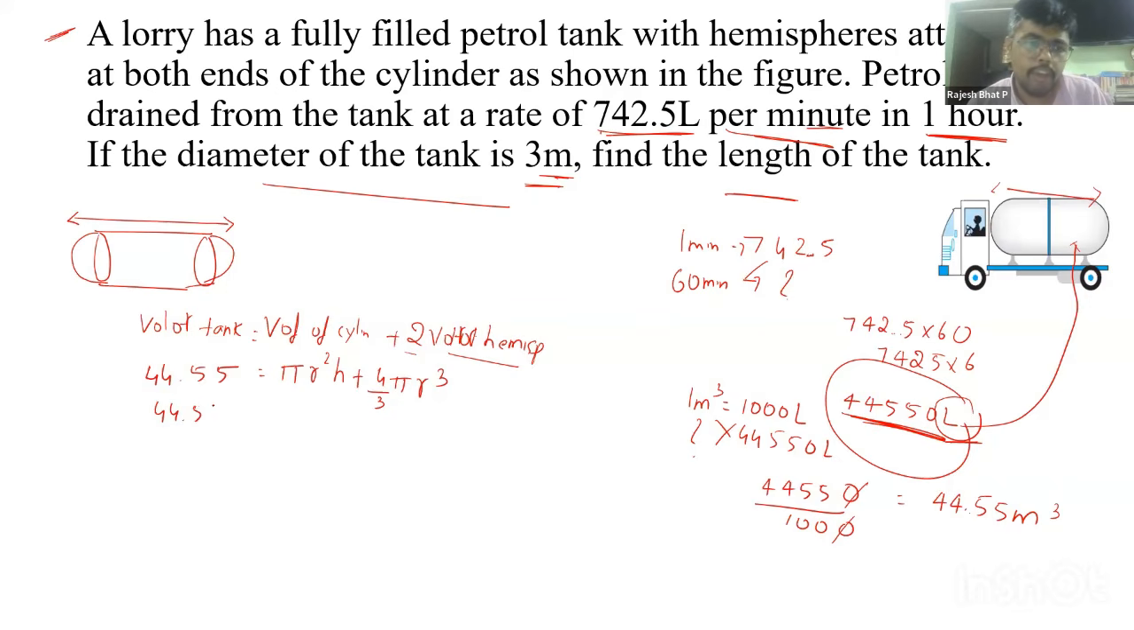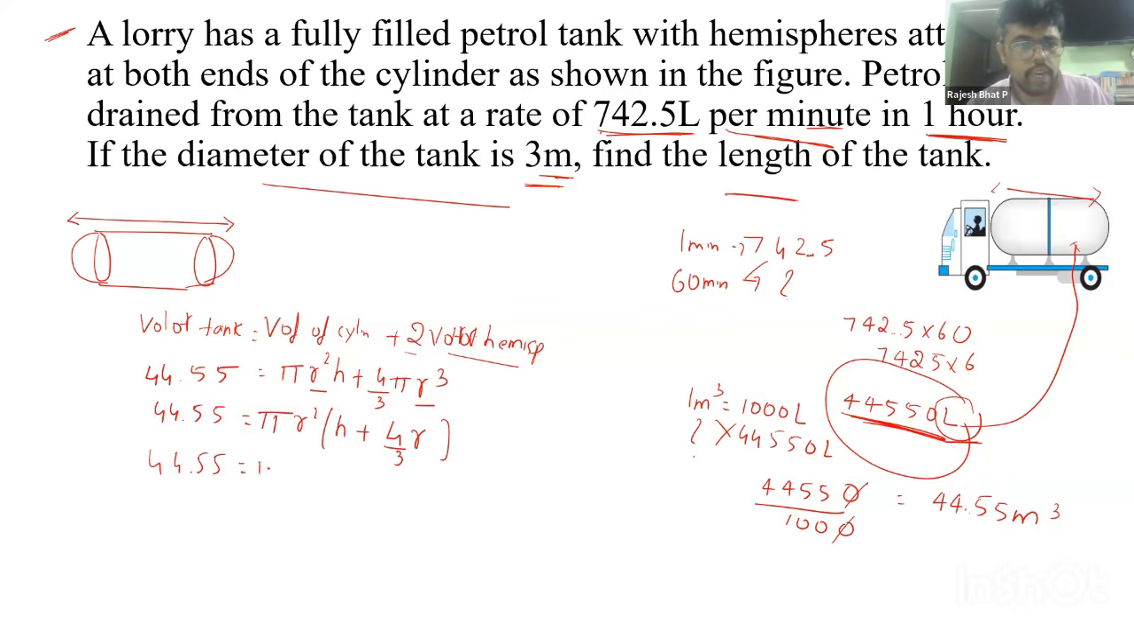So now it is all about simplification. Is radius common? Radius is common. Pi is common. So now just take pi r square common. Height is h and here 4 by 3 r. So now it is all about simplification.